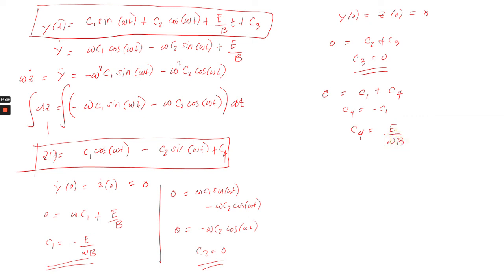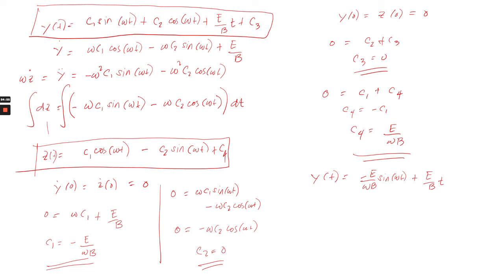So we have now determined the following constants: C1, C2, C3, and C4. So y of t would be negative E over omega B sine omega t. Since C2 is 0 and C3 is 0, we are just left with plus E over B t. Okay?